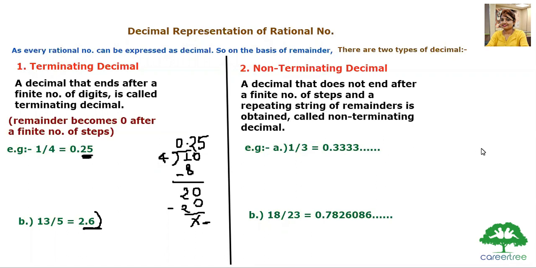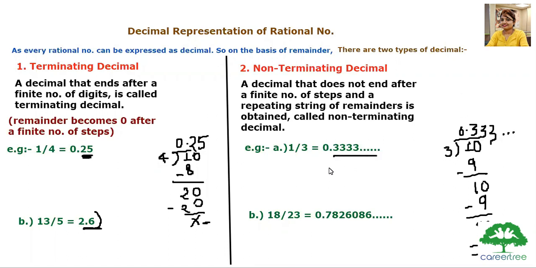For example, if you divide 1 by 3, right? First of all, you need to put the decimal sign, then 3, 9, then again 1, then again 3, then 9, and it will continue like this. You are not going to get the remainder as 0, and the digits will be repeating like 3333. So this type of decimal we classify as non-terminating decimal, because the decimal part is not terminating, it is continuing.